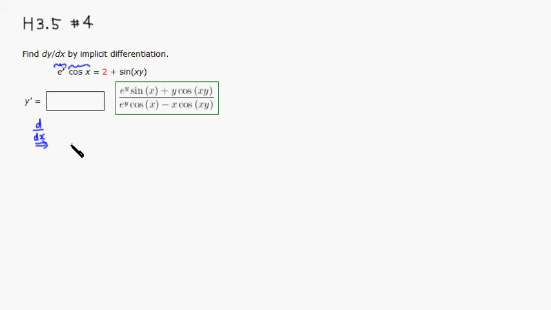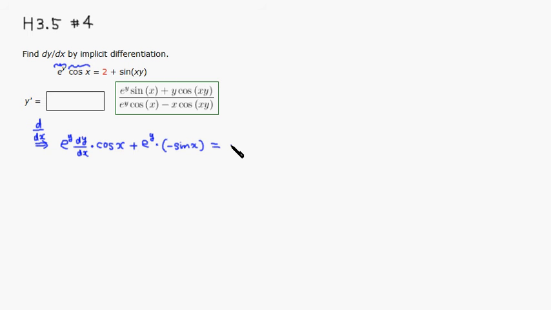So the derivative of e to the y would be e to the y multiplied by dy over dx. That's a chain rule there. Times the second guy, which is cosine of x, plus the first guy, e to the y, times the derivative of cosine, which is negative sine of x. Then we need to take the derivative of the right-hand side.